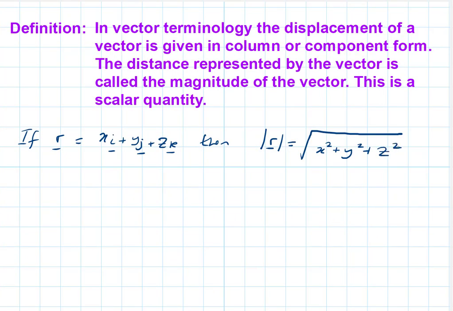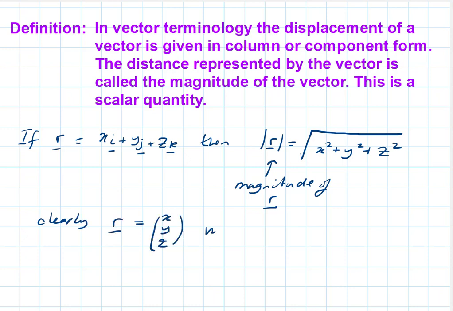In vector terminology, the displacement vector is given in column or component form. The distance represented in the vector is called the magnitude, and that's the modulus of it, and it's calculated by using Pythagoras' theorem effectively in three dimensions. And obviously we could use the column vectors as well to give the same result.